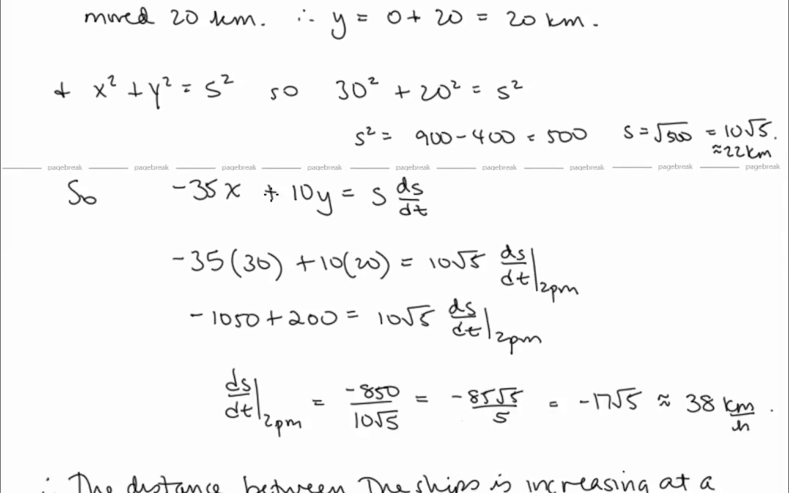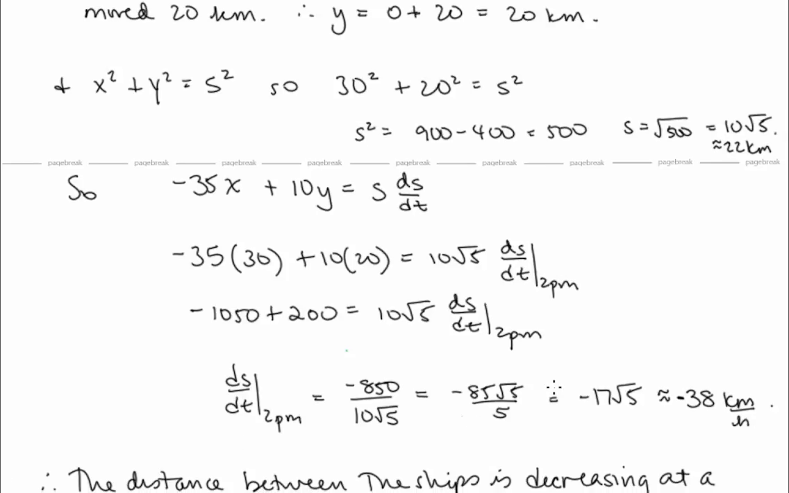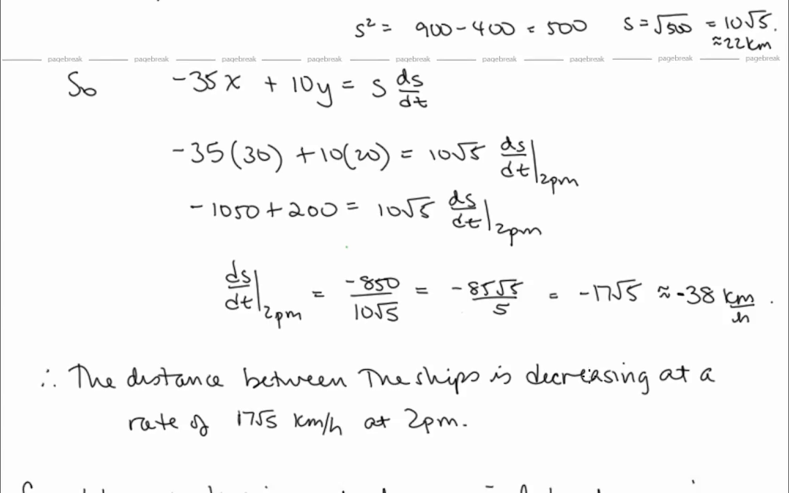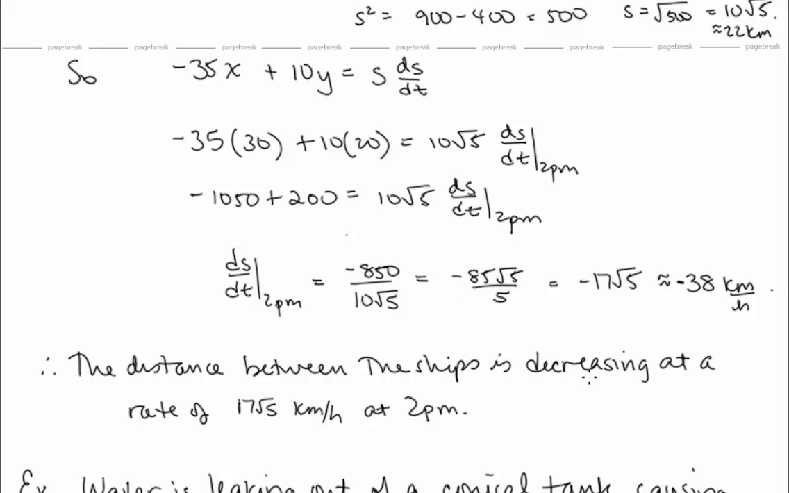So we're plugging in our values for x, y, and s. And ds/dt at 2 p.m. is negative 17 radical 5 kilometers per hour, which is approximately negative 38 kilometers per hour. Remember, the negative signifies that the distance between the ships is decreasing, and so to answer the question we'll say the distance between the ships is decreasing at a rate of 17 radical 5 kilometers per hour at 2 p.m.